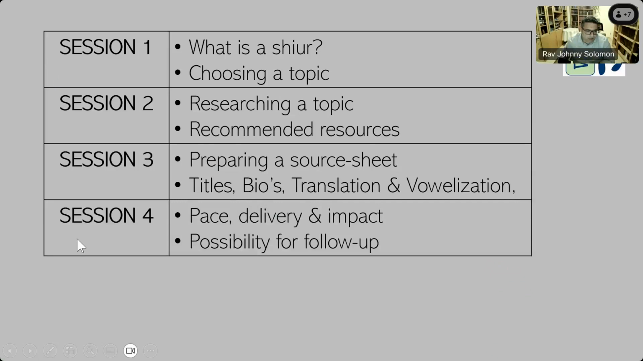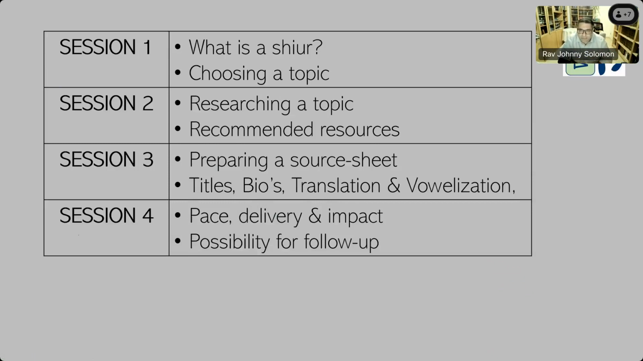And what we're going to do is jump straight in. I'm going to share my screen, and we're going to review where we are in our series of topics and move forward. So we already talked about what is a shiur and choosing a topic. I hope you can see the screen. Is that visible to you all? Wonderful. And then we spoke about researching a topic and recommended resources. Today we're going to discuss preparing a source sheet, titles, bios, translations, and vowelization. Obviously, there may be other issues that arise, but that's our primary focus.